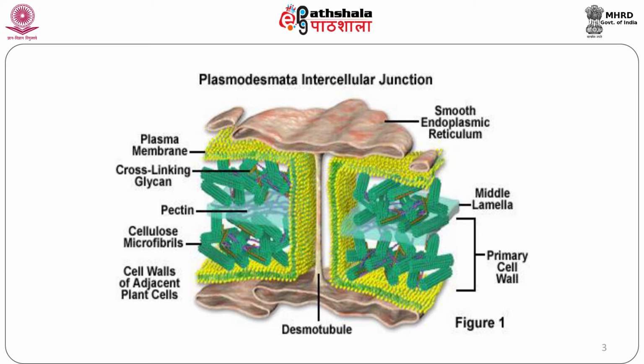lamella, primary cell wall, plasma membrane, cross-linking glycan, pectin, cellulose microfibrils, and the cell wall of adjacent plant cells. And we can see desmotubules in between the cell walls. So, this is the structure of Plasmodesmata. We can see the electron microscopic pictures of Plasmodesmata.